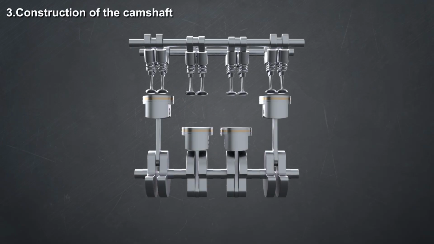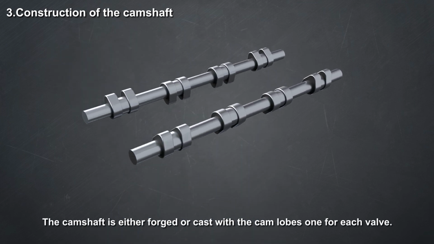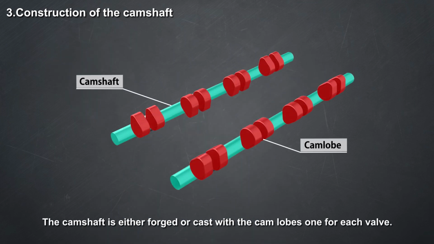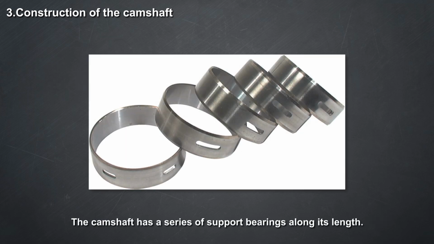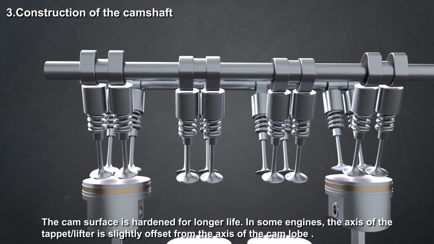Construction of the camshaft. The camshaft is either forged or cast with the cam lobes, one for each valve. The camshaft has a series of support bearings along its length. The cam surface is hardened for longer life.